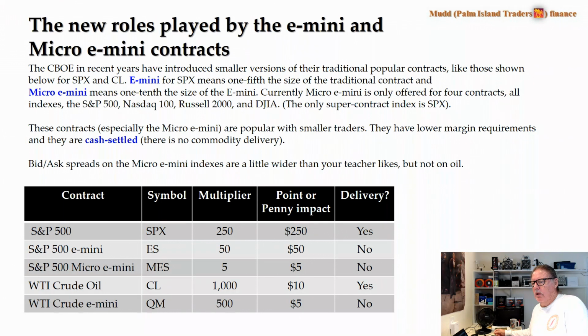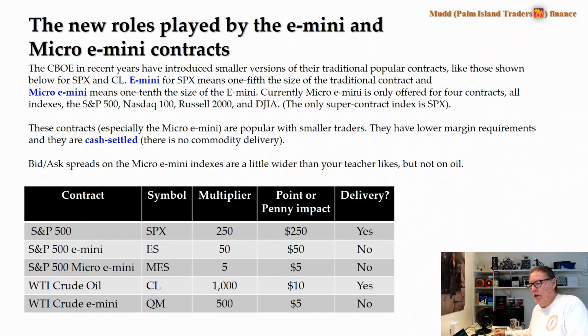In addition to the S&P 500, the E-mini, and the micro that I've already explained here, we are also looking at the WTI crude oil contract, which has the symbol CL. That contract has a multiplier of 1,000 barrels, and the contract I trade, the WTI crude E-mini, which is QM in the symbol, is for 500 barrels. And again, the large crude oil contract requires delivery, and we'll explain that in a minute.